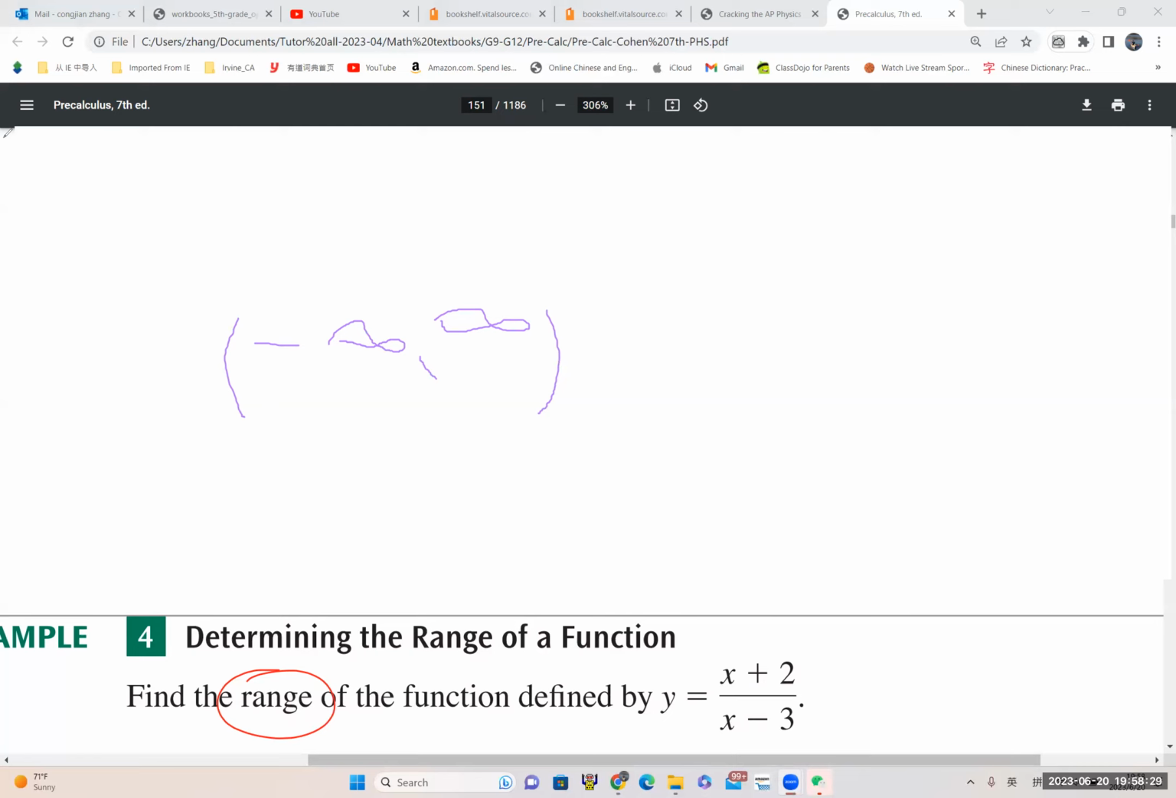For 1 over x, what do you think is the range? Would it be like this? Let me see. Oh, you mean for this example 4, right? Or something like that, close to it? Actually, this is correct. But you need to understand why it's correct, right? Because when I was putting in numbers, they were all just converging to like. Yeah, you get the idea.